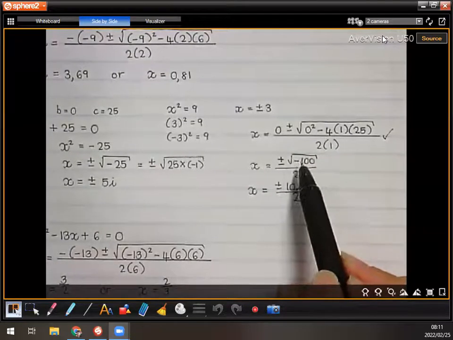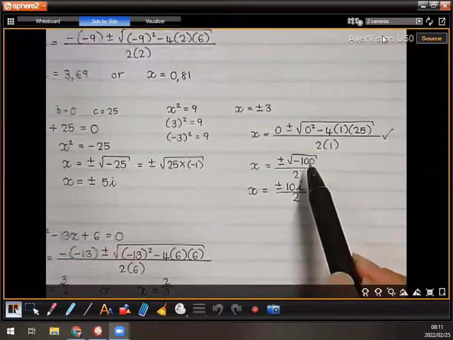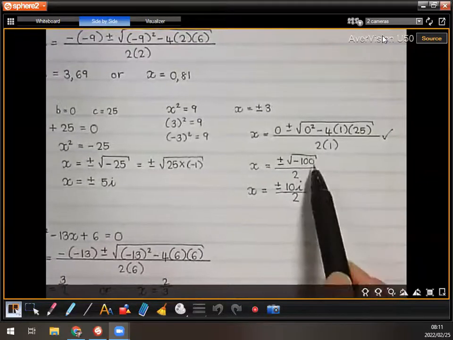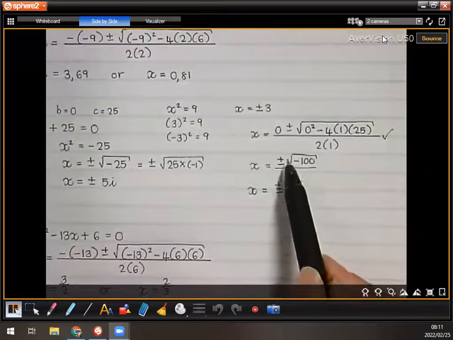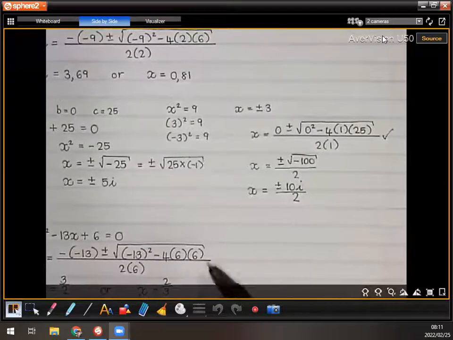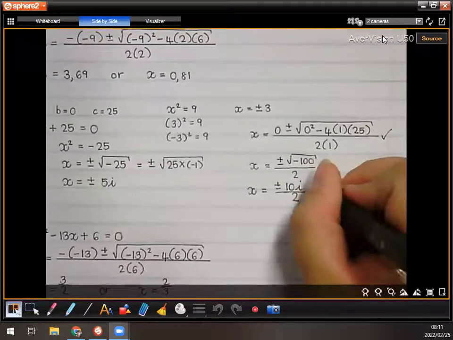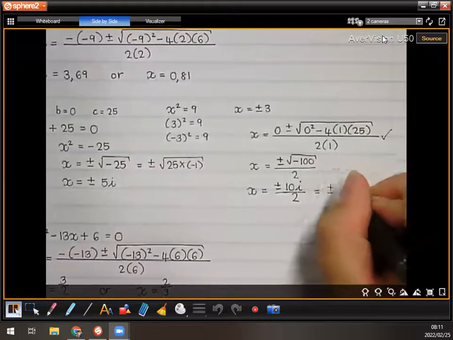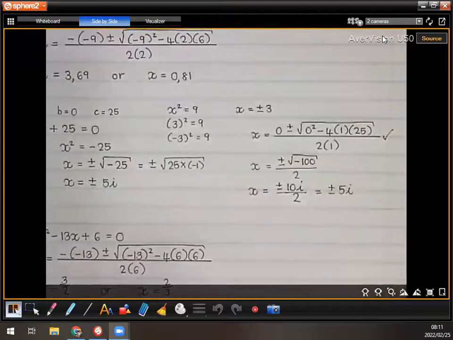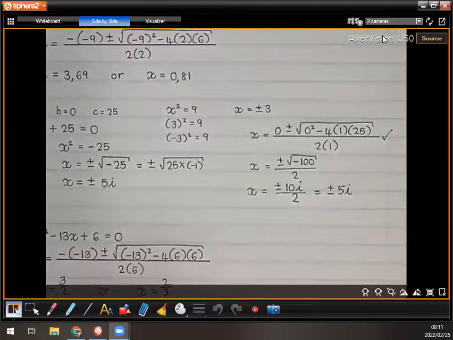If you see that there's a negative in front, you can just think, okay, what's the actual number there? It is 100. The square root of 100 is 10. Then the square root of negative 1 is going to be i, and then that's over 2. And then what's 10 divided by 2? 5. Plus or minus 5i. Like that. Okay, so it's up to you which method you want to use.